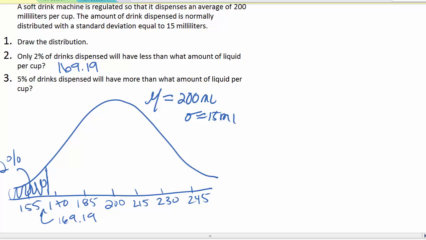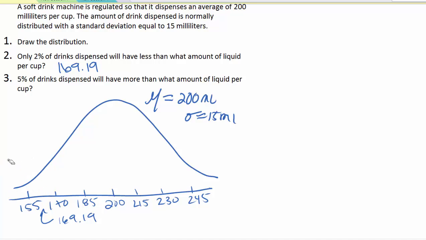All right, so the next step is that we want to find the area, or 5% of drinks dispensed will have more than what amount of liquid per cup. We want to find this value. So we know that everything that falls below 200 minus 30 is 2.5%, or above 230 is 2.5%. And so we think 5% might be somewhere around here, falling between 215 and 230. Let's go ahead and find this on our TI-84.